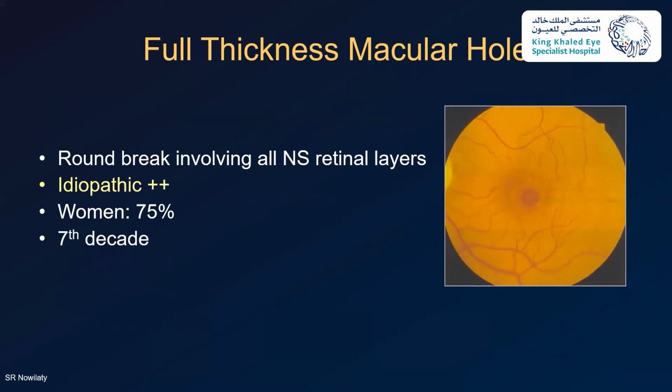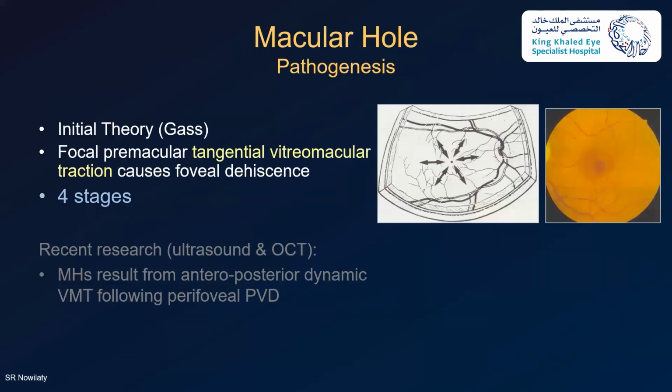Full thickness macular hole is the third complication of the vitreomacular interface pathology. What are macular holes? These are full thickness holes, the loss of tissue of the retina, the entire retina. Usually they're idiopathic. Okay, they come with age. They affect mostly women, and mostly women above the age of 60.